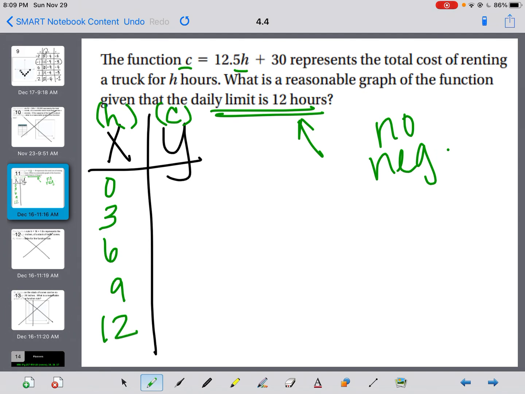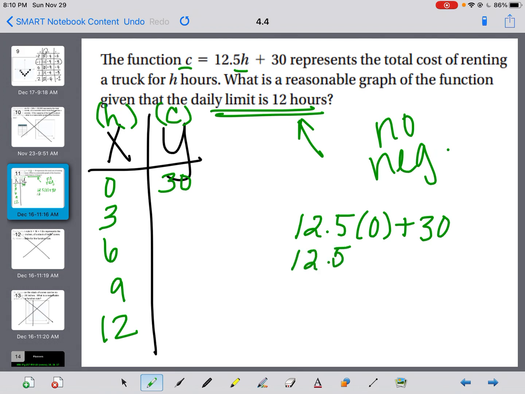Okay, so if I plug these in, and I didn't make the long table, so if I worked for 0 hours, so 12.5 times 0 plus 30 would be 30. Okay, if I work for 3 hours, 12.5 times 3 plus 30. Well, 12.5 times 3 is 37.5 plus 30 gives me 67.5.